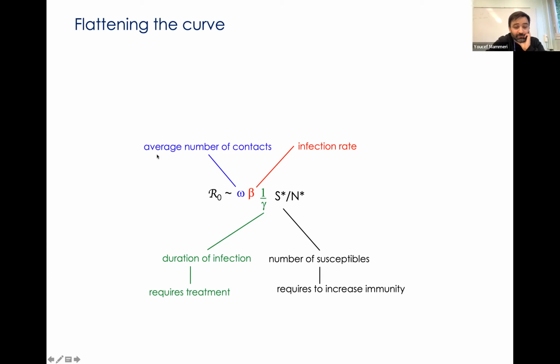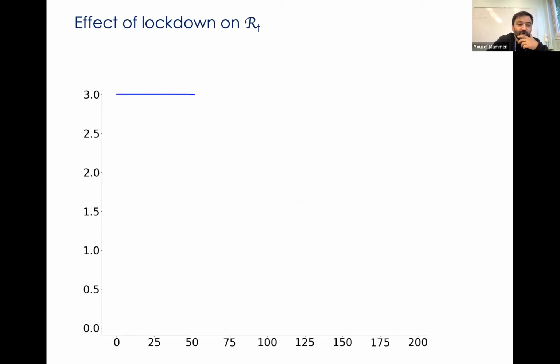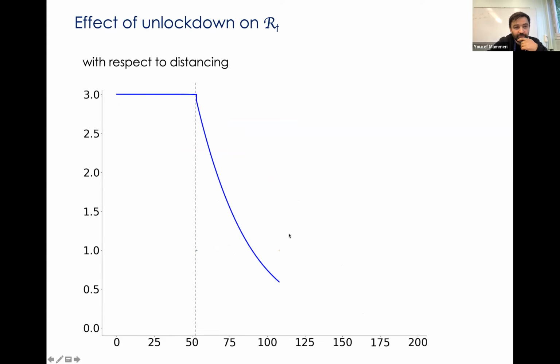So what remains is the number of contacts. You don't have treatment, you don't have a vaccine, so what you do is reduce the number of contacts. You impose, for example, lockdown. The effect of lockdown in France, this is the simulation. What you will get is this kind of decay of the R naught.